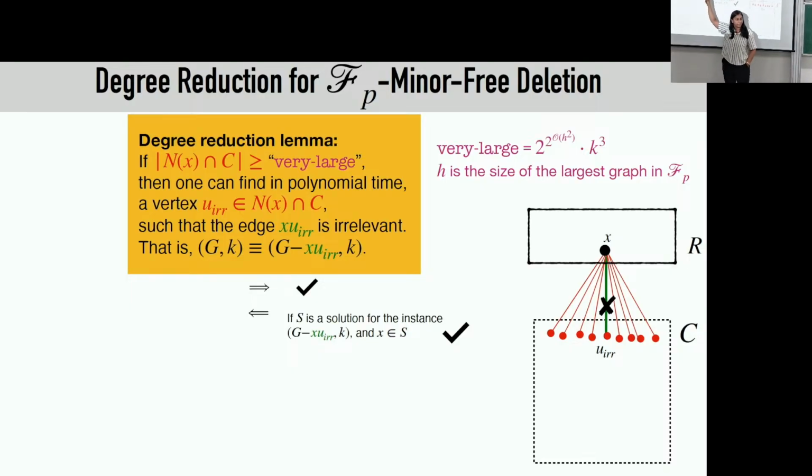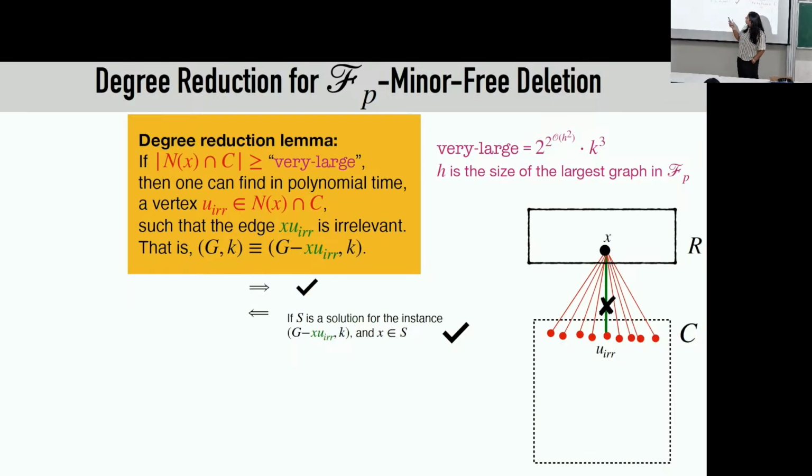In the backward direction, if someone gives me a solution of size at most K for this graph, and that solution already contained X, or maybe even this vertex, then that is also a solution for G. Because if the solution already picked X, then removing such a solution from this graph or from that graph results in the same graph. The only edge that is removed is incident on X.